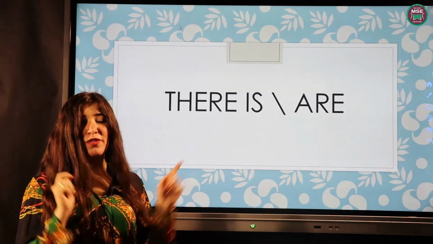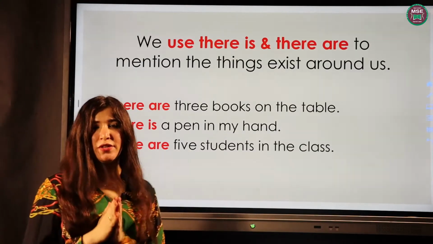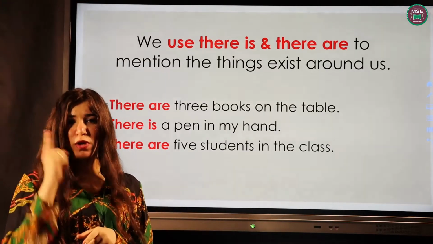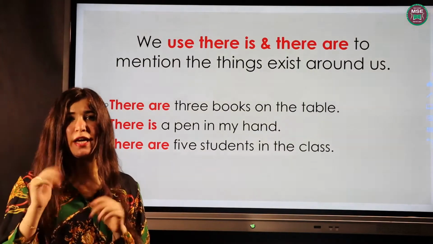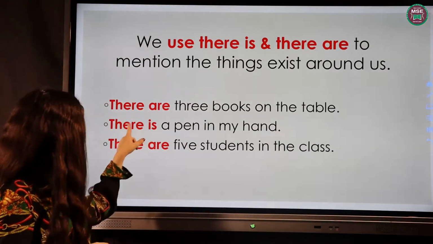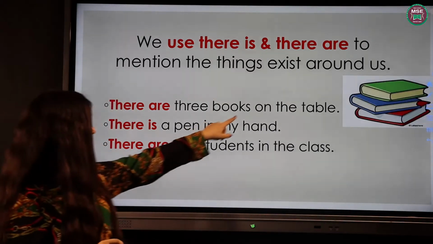So let's talk about there is and there are. Who can remember there is and there are? There is when we talk about one thing and one person. And there are when we talk about many things and many persons. Such as there are 3 books on the table. Books, a lot of books.